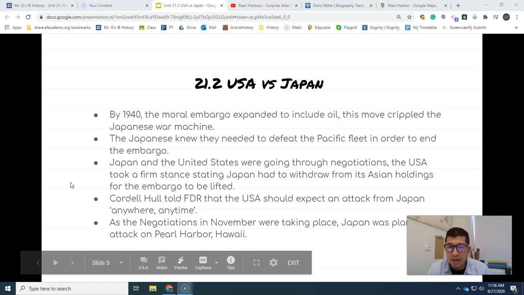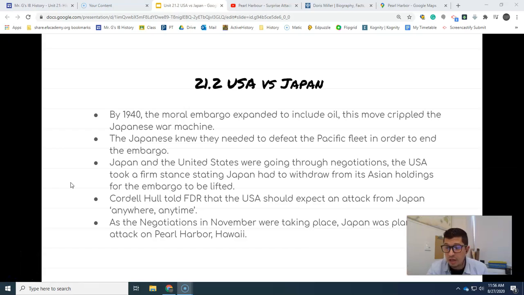Okay, so back to this. Japan and the United States were in negotiations for several months, and Japan took a very hard stance. You needed to stop these embargoes, especially the oil embargo, because that was really crippling the efforts Japan was on. Cordell Hull told Franklin Delano Roosevelt that they should expect an attack from Japan at any time, in any place.